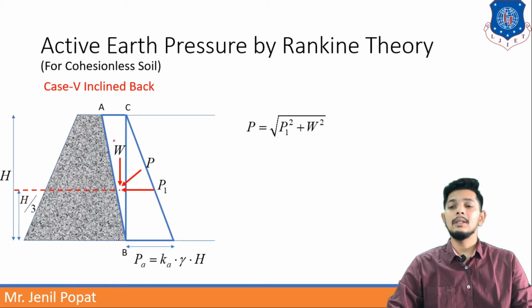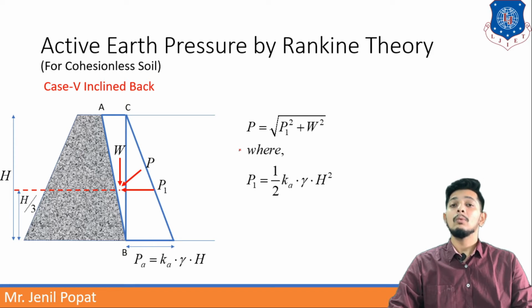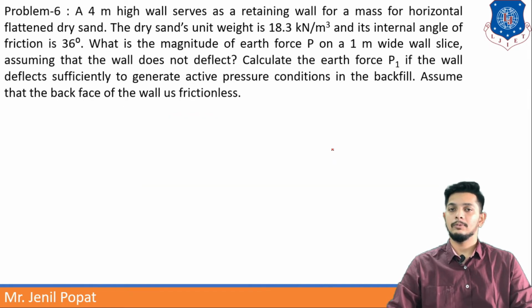But triangle ACB will make some new changes. So for that we have to calculate the weight of triangle ACB. You can see it in the figure. If it is imparting W weight on the retaining wall, then P can be written as under root P1 square plus W square, just like Pythagoras theorem. But P1 here will be like this, 1 by 2 K into gamma into H square. So let us move to the numerical and then we will go to passive force.